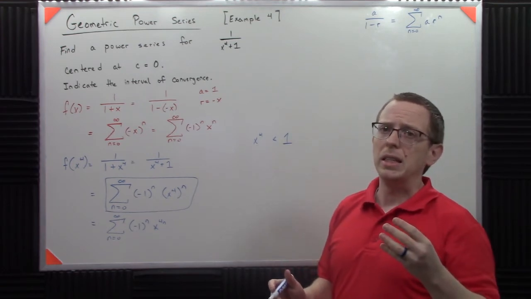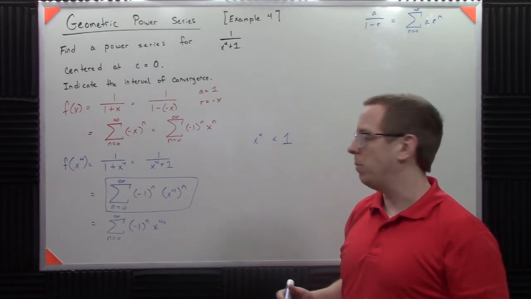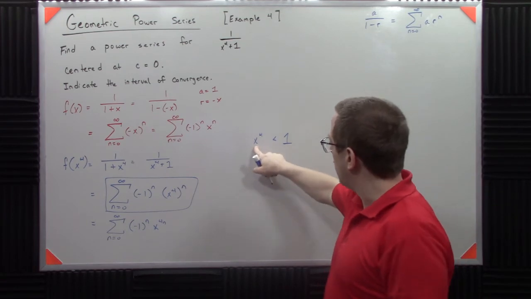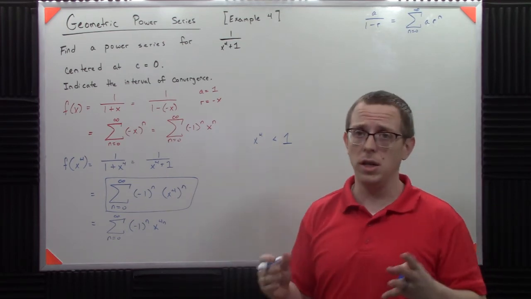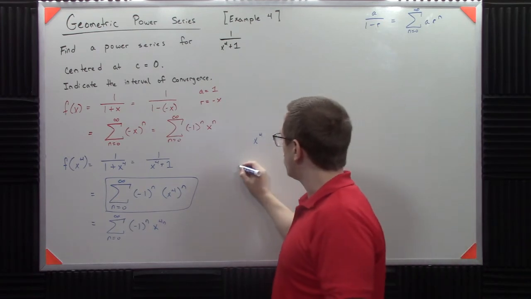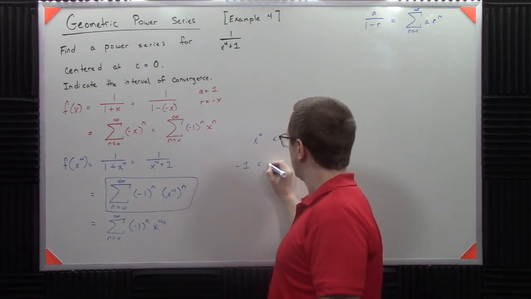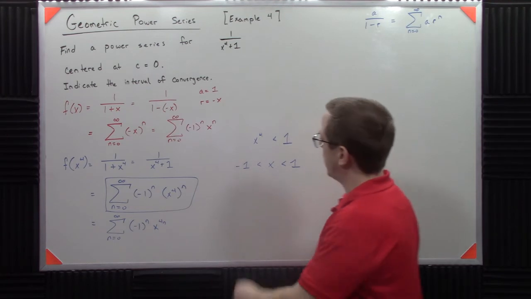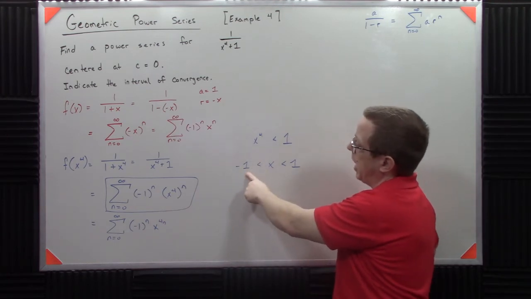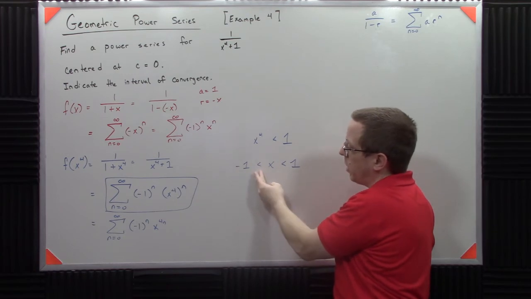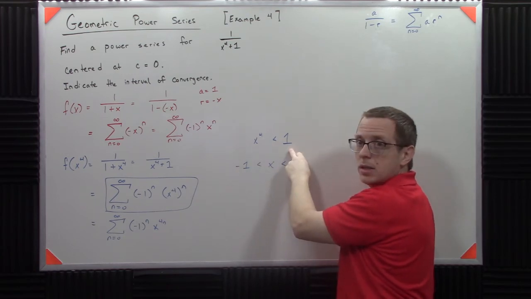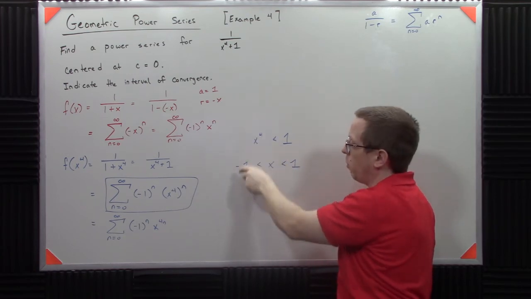But we kind of do. What do I mean by that? Well, x to the 4th is never negative, but that doesn't mean that x is never negative. So ultimately, we get that this is true because if I plug in something a little greater than negative 1, it's still less than positive 1 when you take it to the 4th power.